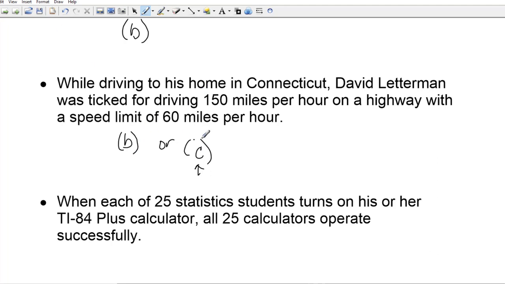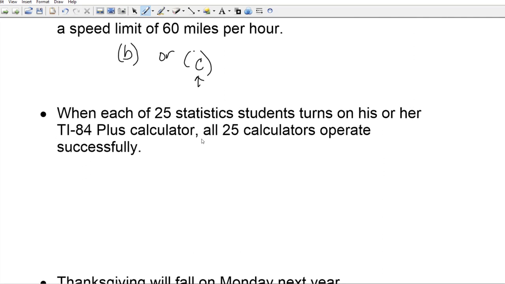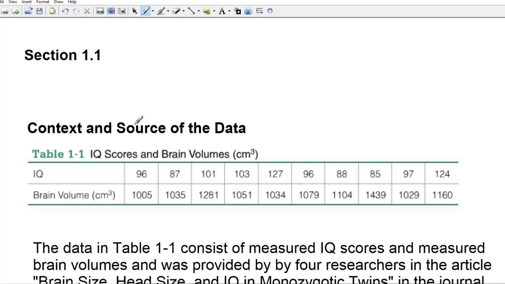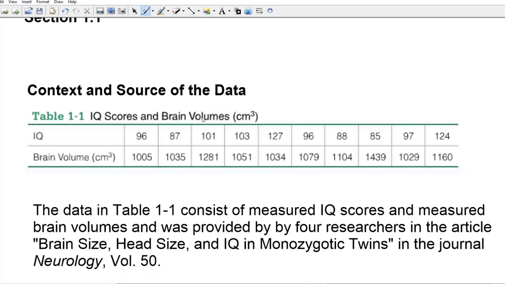When each of 25 statistics students turns on his or her TI-84 Plus calculator, all 25 calculators operate successfully. And that one is possible and likely. I mean, you might have one that fails, but most likely all of your calculators are going to work. Thanksgiving will fall on a Monday next year. That's going to be impossible. Thanksgiving always falls on a Thursday.